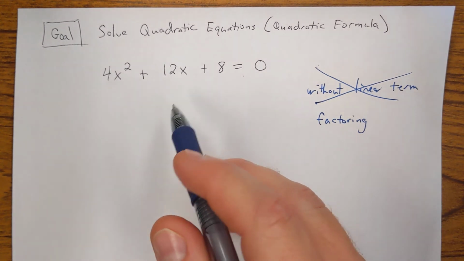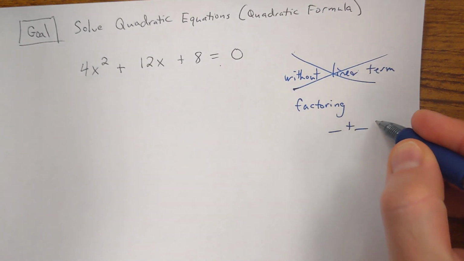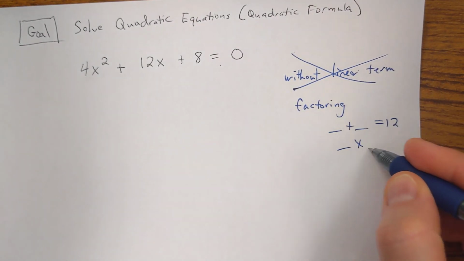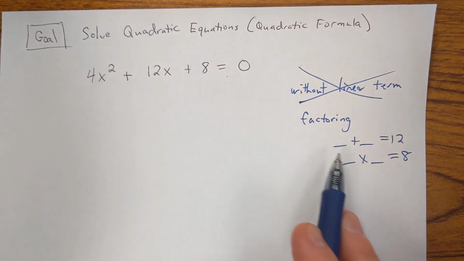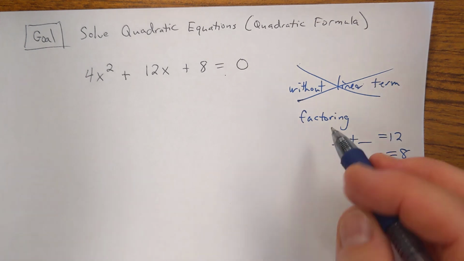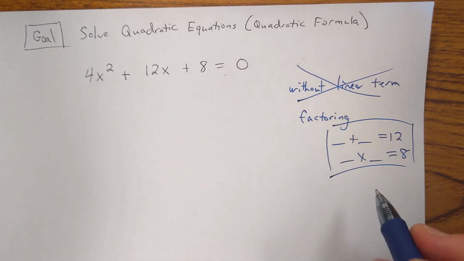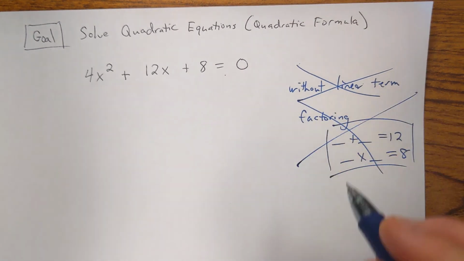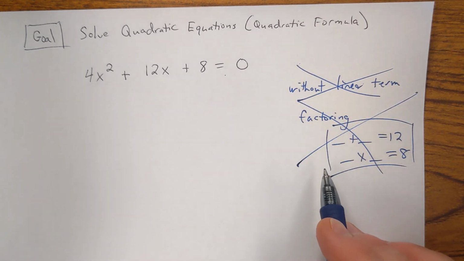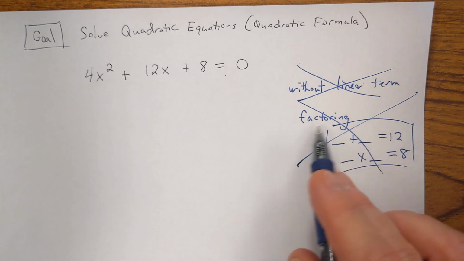This is where we have to find two numbers that add up to 12 and multiply to 8. Now unfortunately in this case, it just flat out doesn't work. You could spend the rest of your lives trying to find two numbers that add up to 12 and multiply to 8. Never going to happen. See, the problem with factoring is a great technique, but it does not always work.